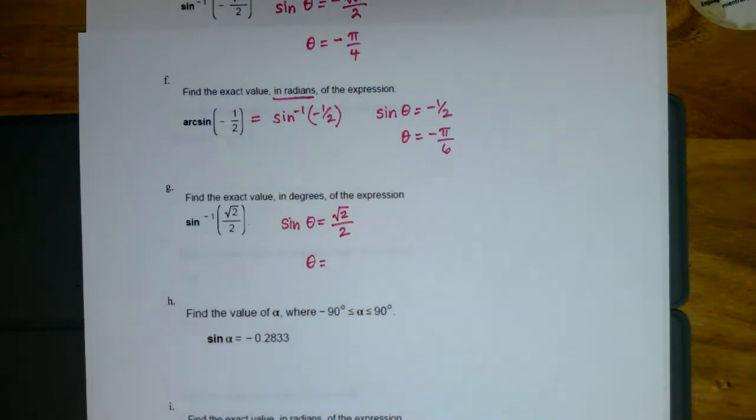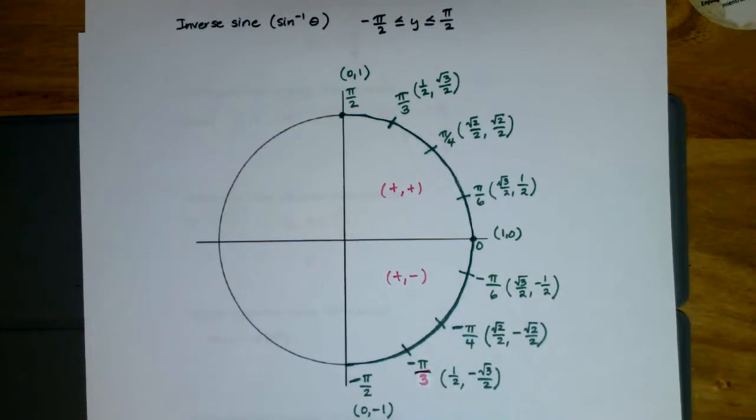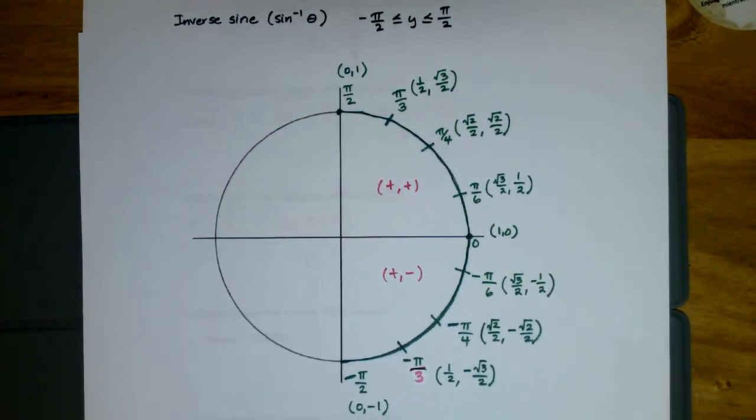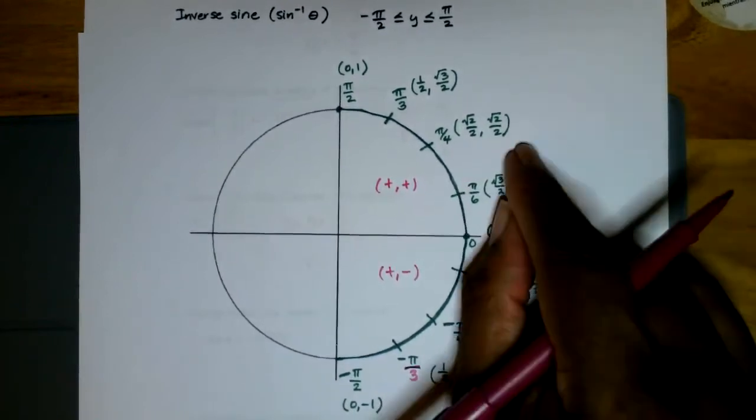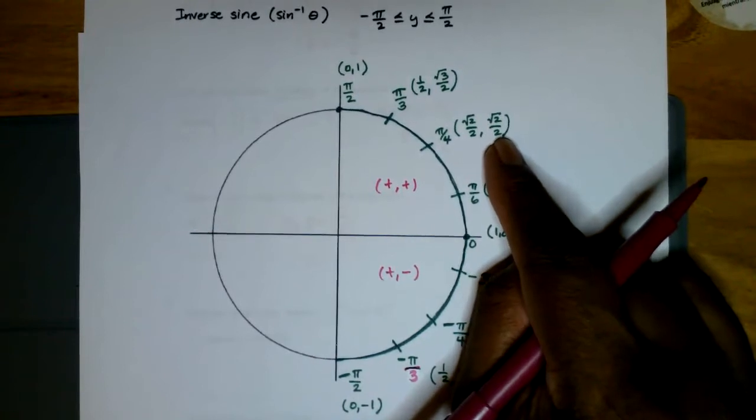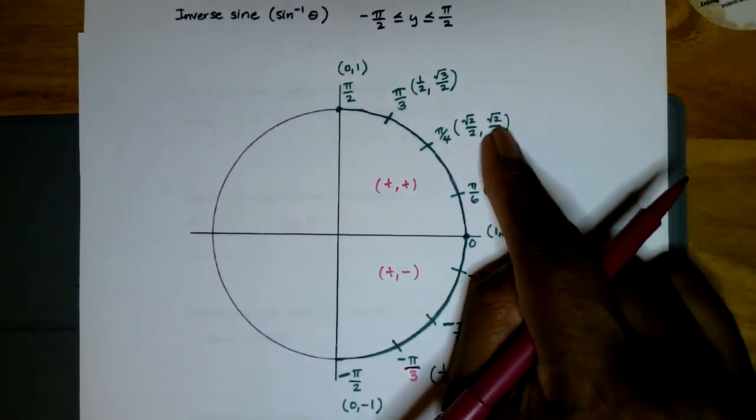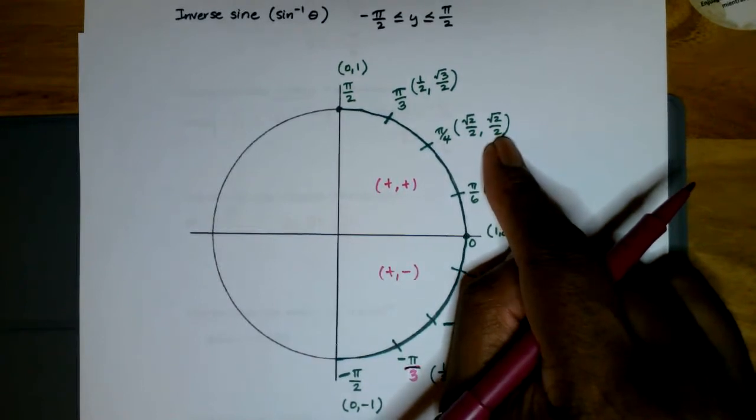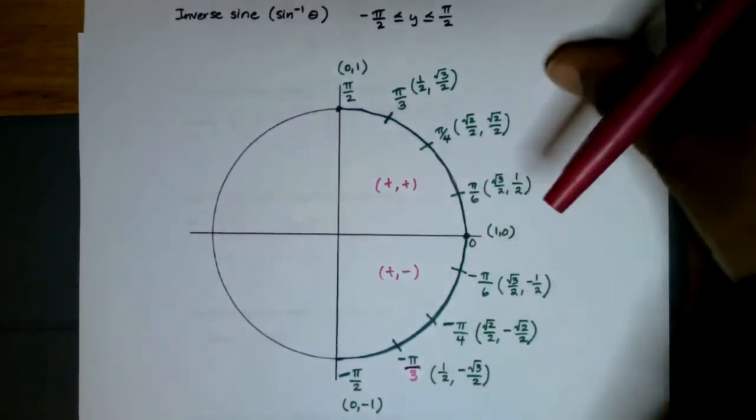All right, so let's go back to that inverse sine. And in this case here, we're looking for a square root of 2 over 2. Just the y coordinate, because sine is always the y coordinate again. So here's square root of 2 over 2 there. And the corresponding angle measure will have to be pi over 4.